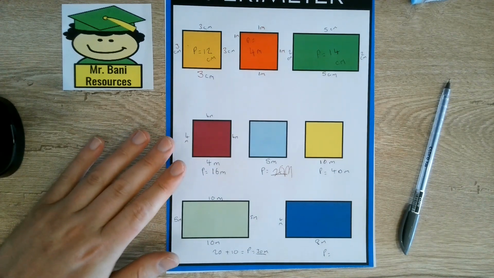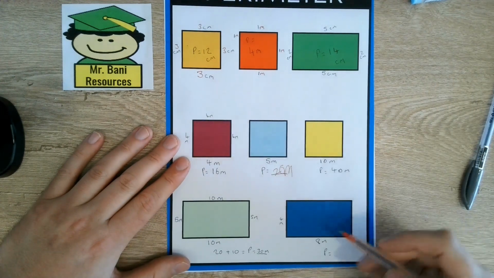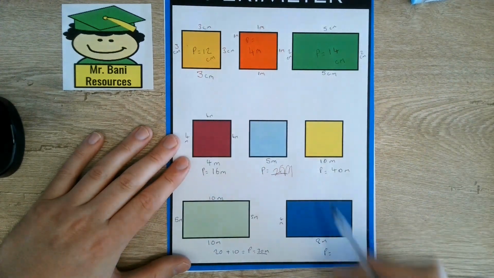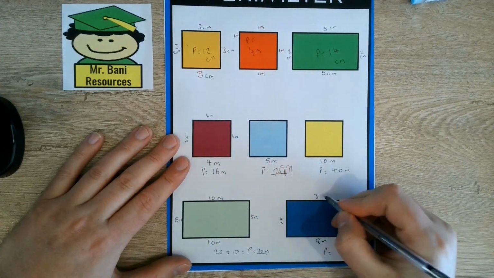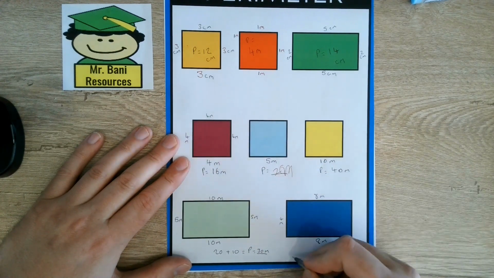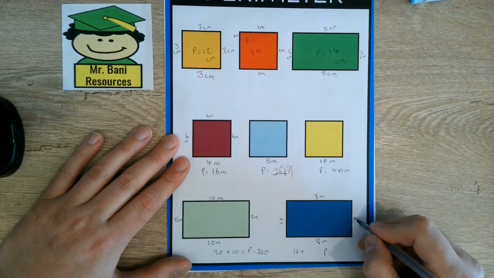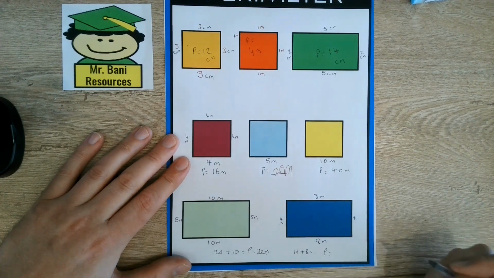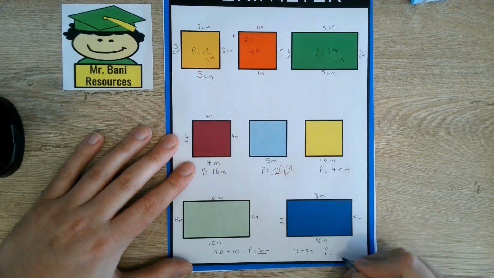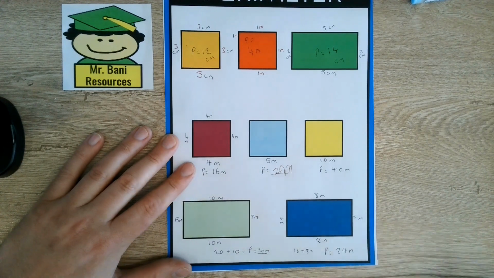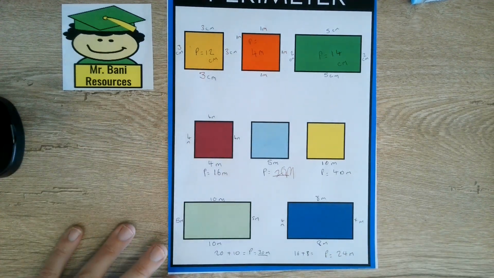Okay. Let's have a look then, shall we? So, we've got 2 the same. What's 8 times 2? 16. We've got 16. And then 4 times 2? 8. What is 16 add 8? 24 meters. Well done.